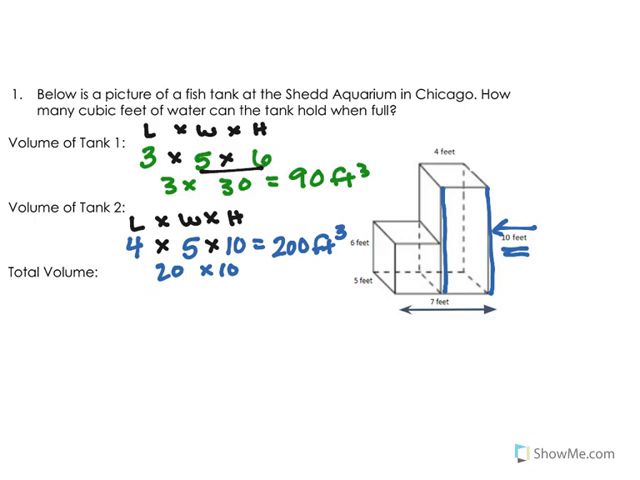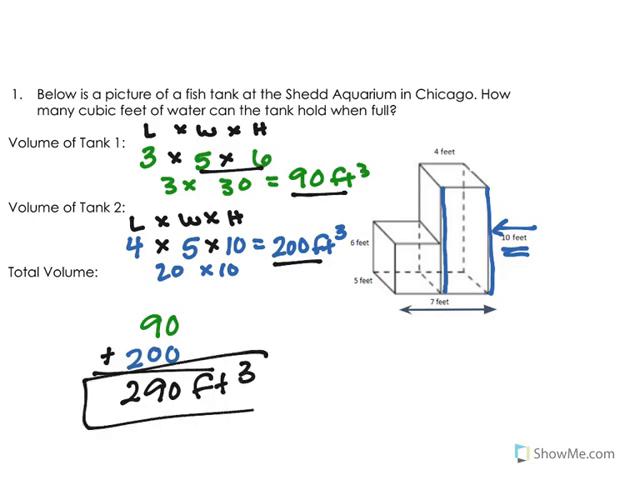But we're not done. They wanted the volume of the whole thing. We found the separate volumes. We found volume of tank 1. Then we found the volume of tank 2. We got to add those two volumes together. When I take 90 plus 200, we get 290 cubic feet. So our final answer was 290 cubic feet.